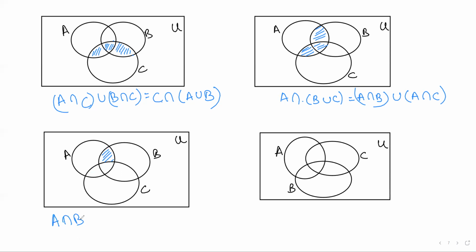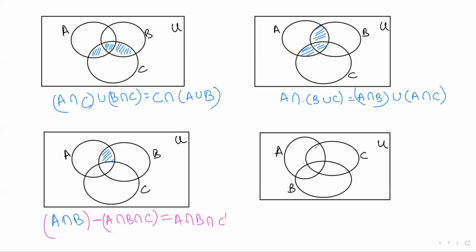So A intersection B minus A intersection B intersection C. You're removing this from it. How else can you write the same thing? This is equal to A intersection B intersection C complement.